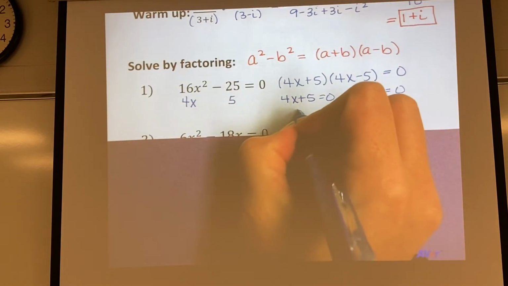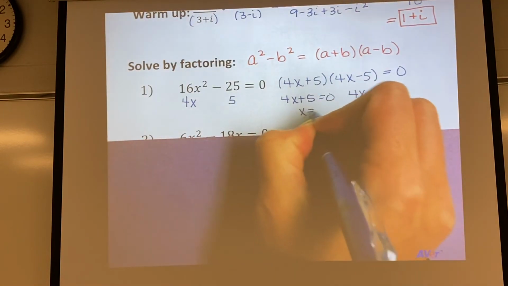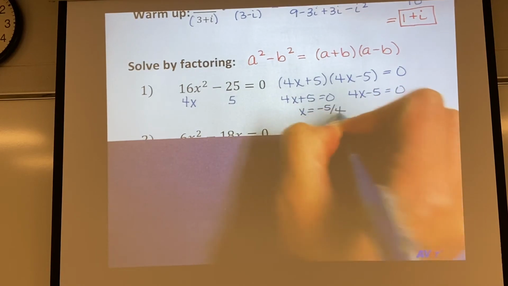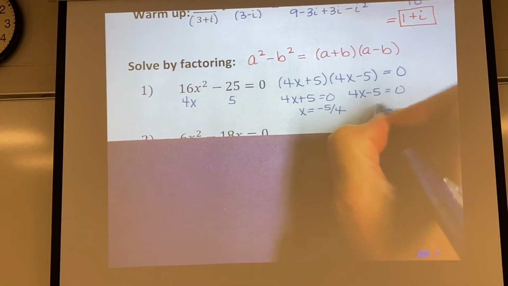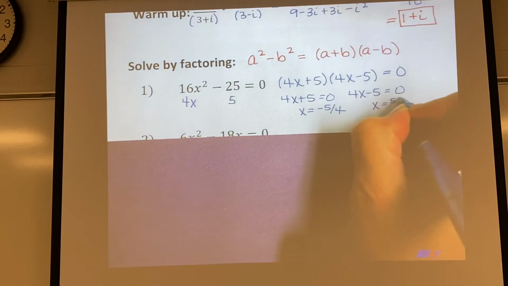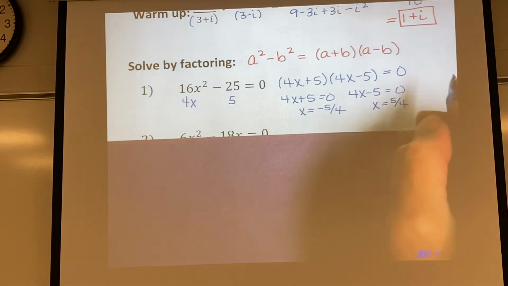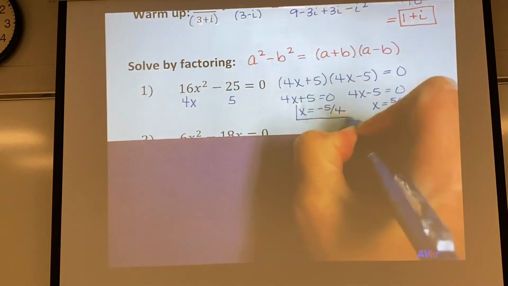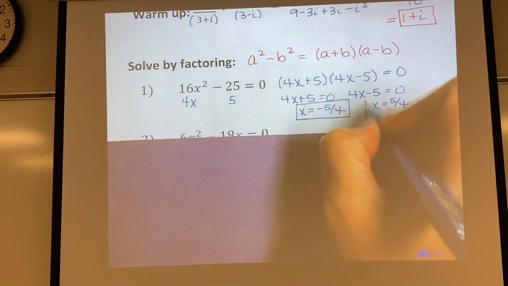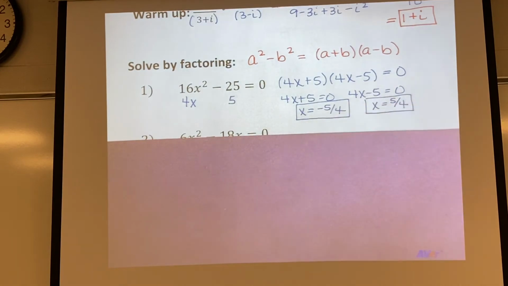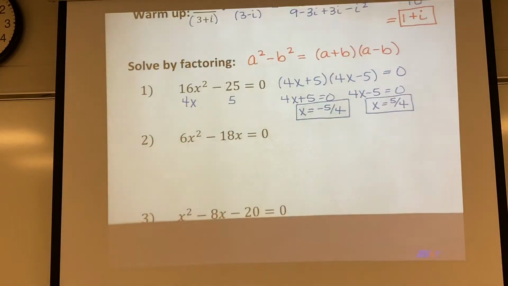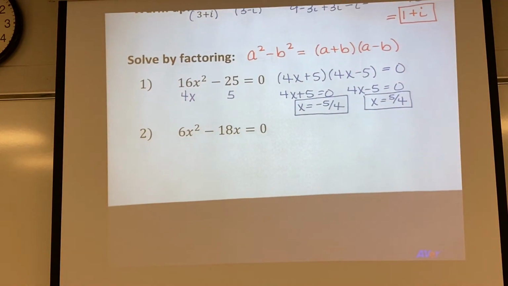So subtract 5 and divide by 4 gives us x equals -5/4. Then add 5 and divide by 4 gives us a positive 5/4. So x could be -5/4 or positive 5/4. So using that zero product property, we come up with 2 answers there potentially for x. Either one of those could make it equal to 0.